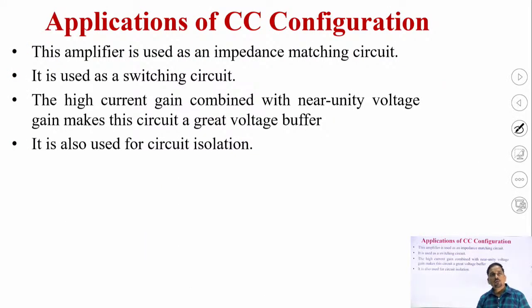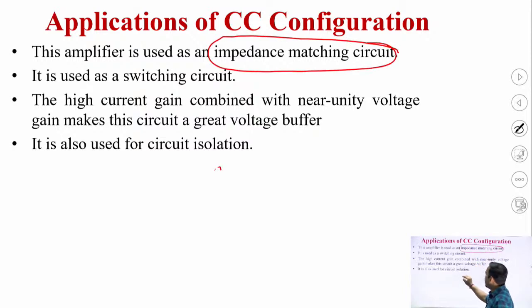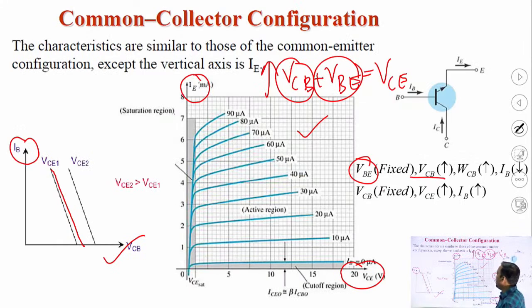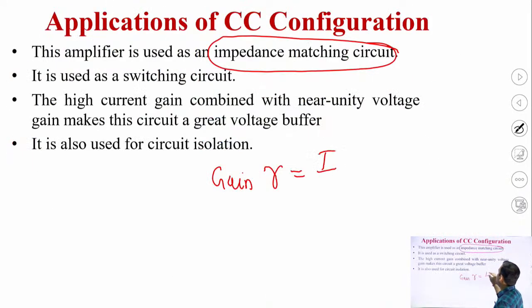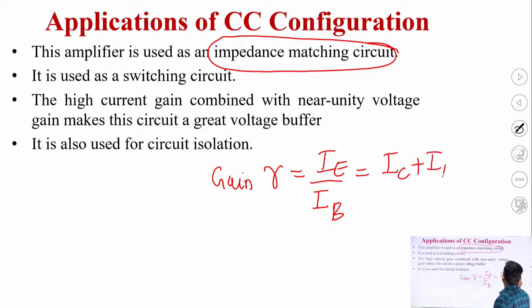The applications now. So the common collector configuration is used in the impedance matching circuits. We can say that the current gain can be represented as gamma equals output current, which is IE, by input current, which is IB, where we can write IE equal to IC plus IB. So we can represent this as gamma equals 1 plus beta.